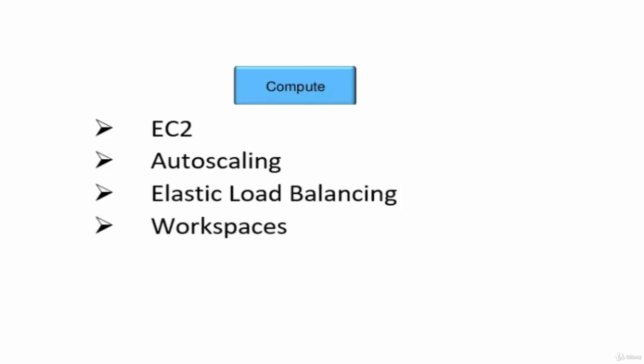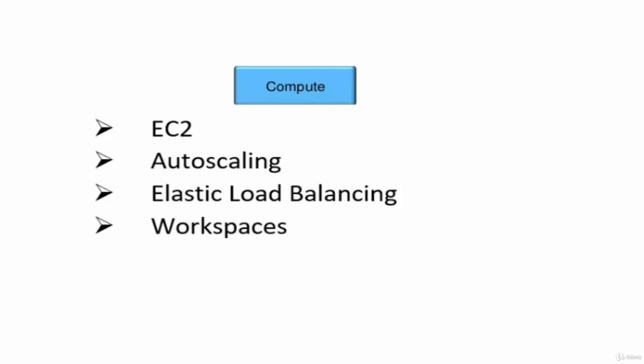This is a continuation of concepts and components, and in this video we will discuss the compute unit. In the compute unit we have four components: EC2, that is Elastic Compute Cloud, auto scaling, elastic load balancing, and workspaces. So what is EC2?